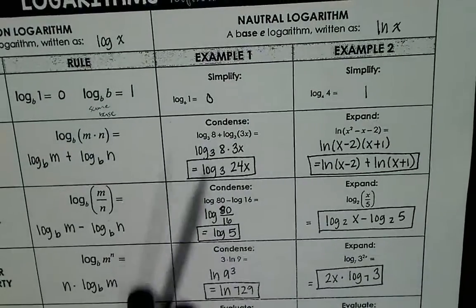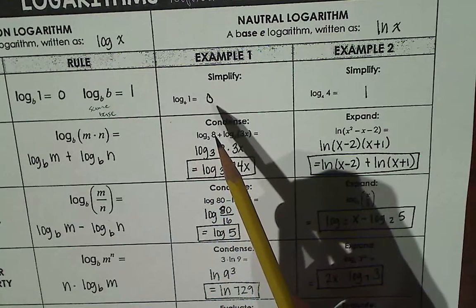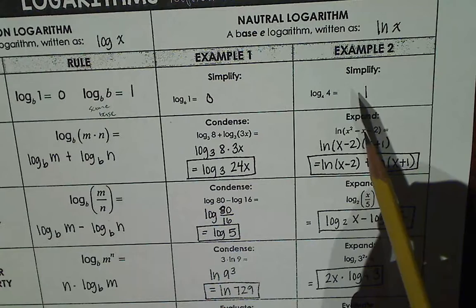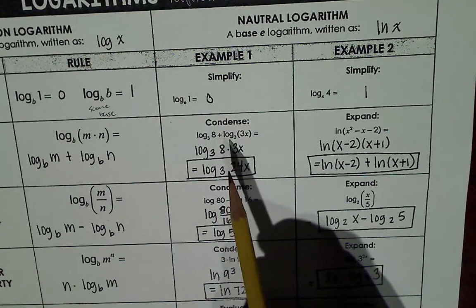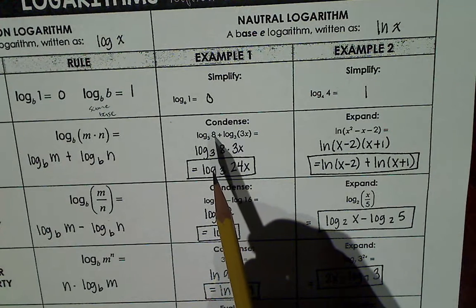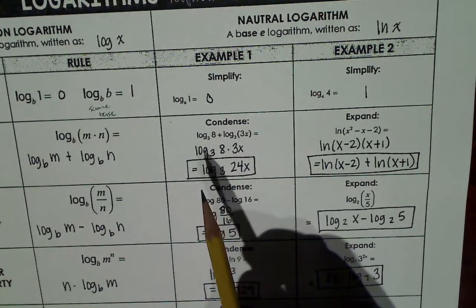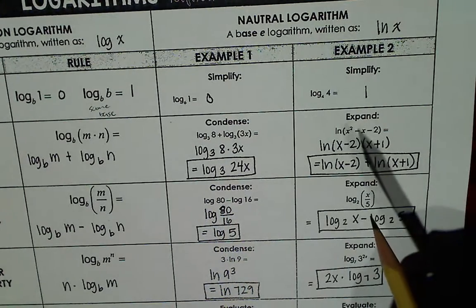Okay. So basic examples: if you have log base 6 of 1, that is equal to 0, or if you have log base 4 of 4, that is equal to 1. That's for your basic properties. Product property, again: log base 3 of 8 plus log base 3 of 3 is the same as log base 3 of 8 times 3, which is 24.